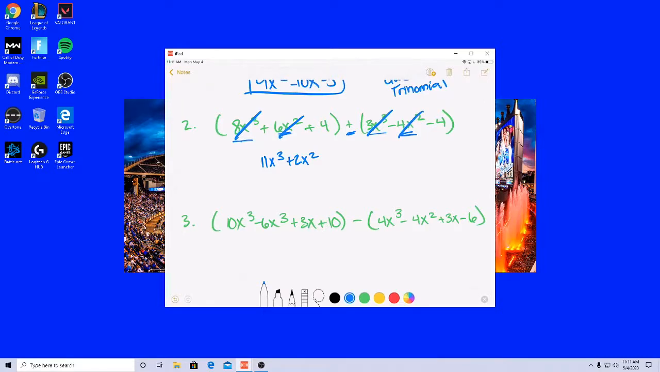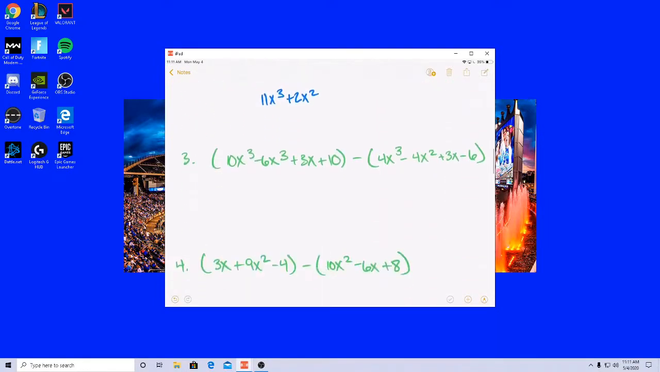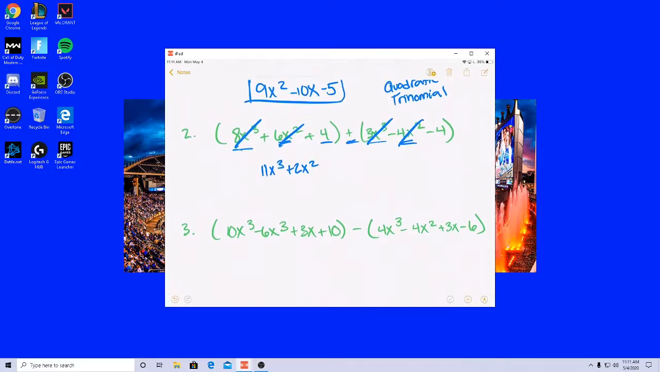And then lastly, my constants. I have a 4 plus a negative 4. Well, 4 plus a negative 4 is 0. When something cancels, it's gone. It's not going to show up in our answer. So I don't have any numbers, and that's the end of my problem. And this one would be a cubic binomial, because it's a power of 3 and there are 2 terms.